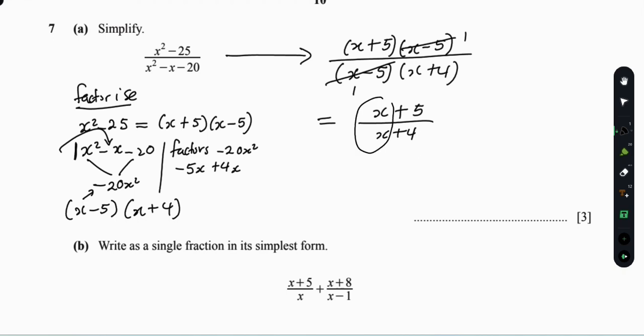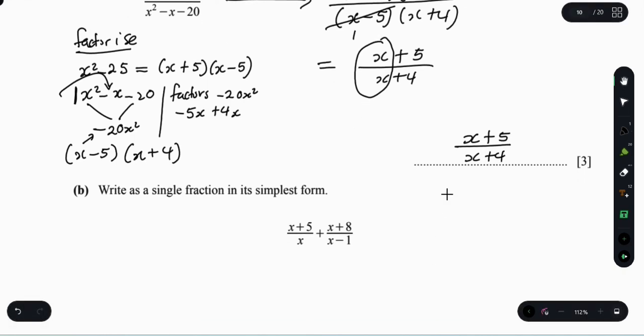Now you cannot cancel out these two guys. It's not proper to do that because x plus 5 is an expression and x plus 4 is also an expression. So your final answer remains x plus 5 divided by x plus 4. Right, let's move on to the next one.